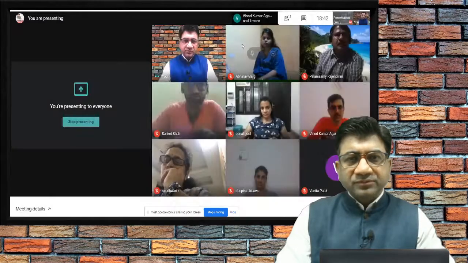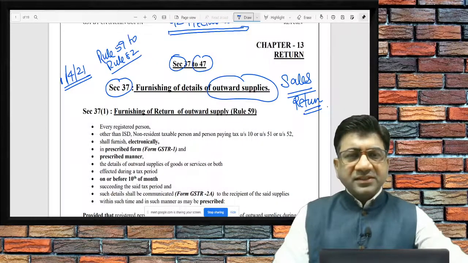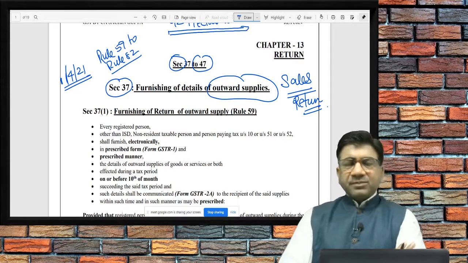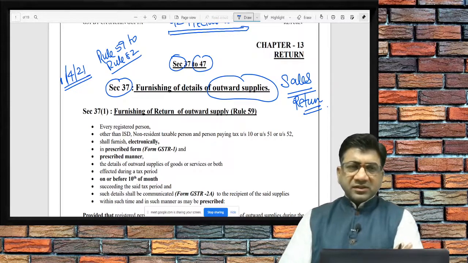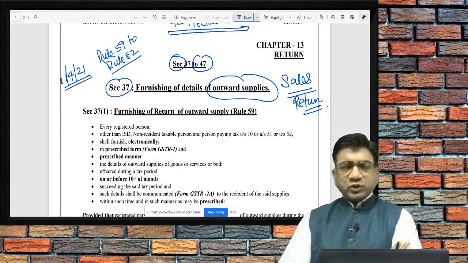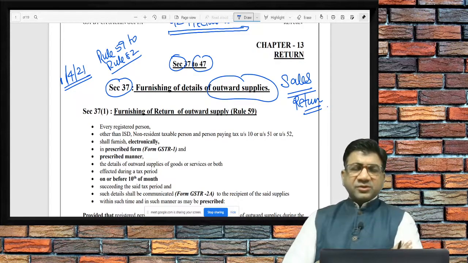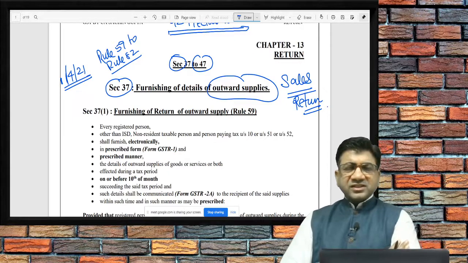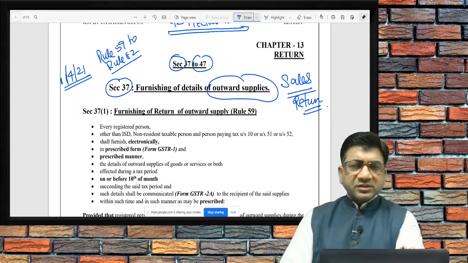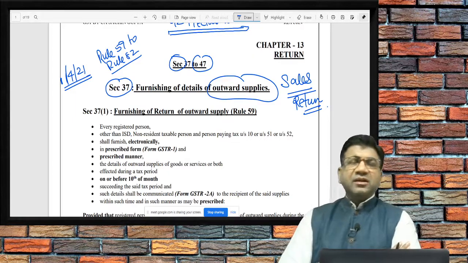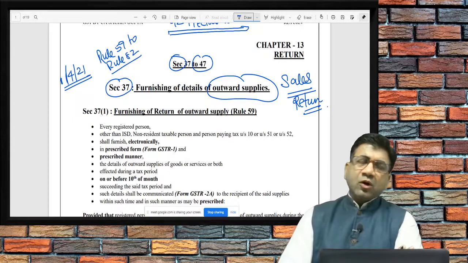Thank you. So guys, on the 14th, we supplied certain goods to a certain person. I will issue an invoice. The name of the person, if he is a registered person, I'll also have his GSTIN number, the description of the goods, the rate of GST, all the things will be on the invoice. Then on the same day or on the second or third day, I can upload the details of the invoices on the portal.